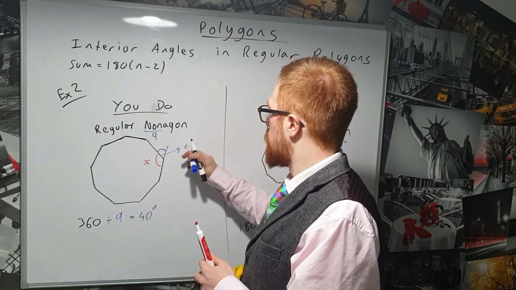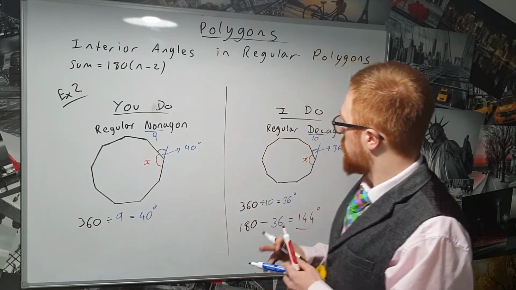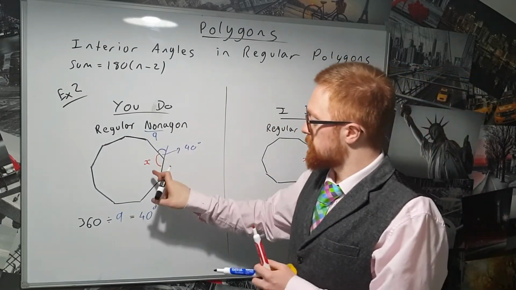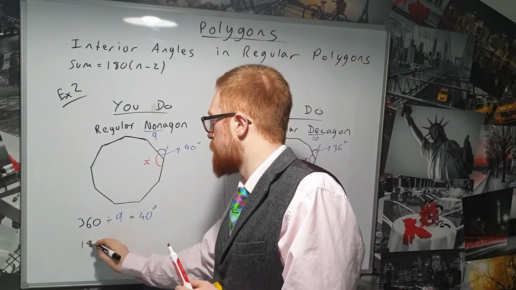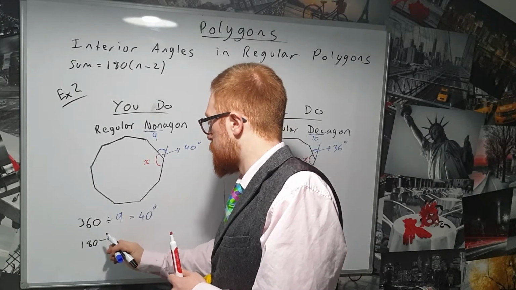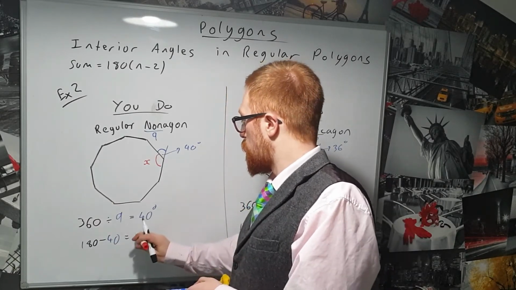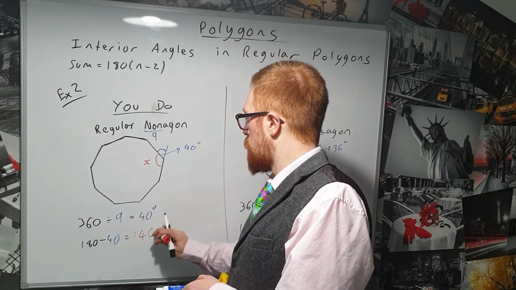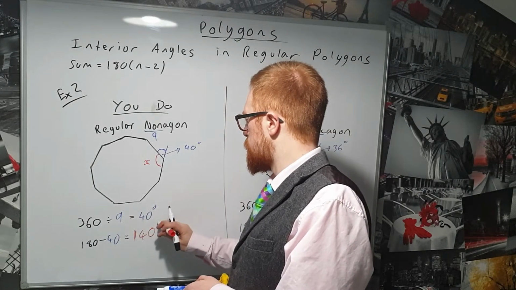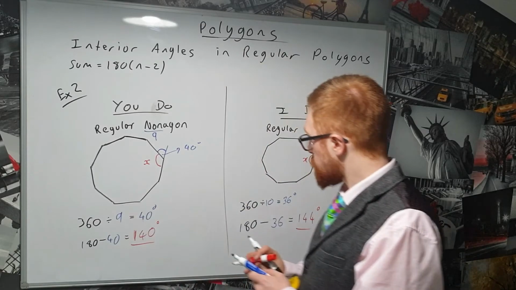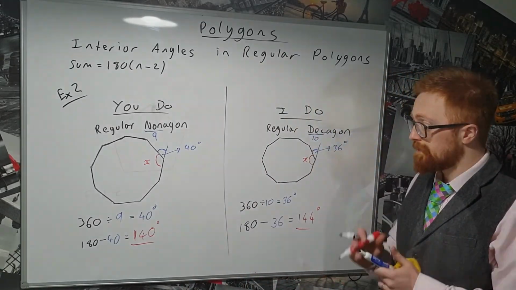So I know that this angle here is 40. Then angles on a straight line are 180. So to work out what this is, we do 180, we take away the 40, and that gives us an answer of 140 degrees. Well done if you managed to get that right at home.